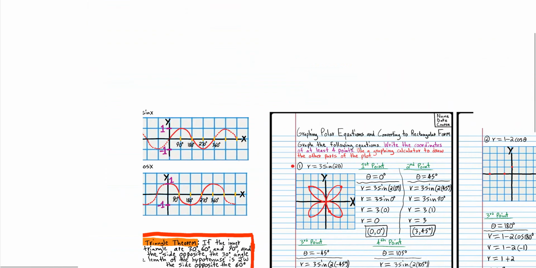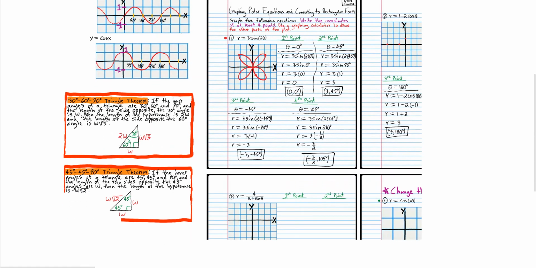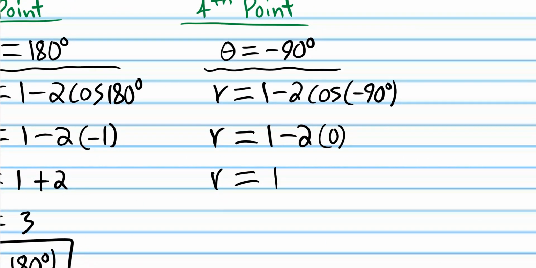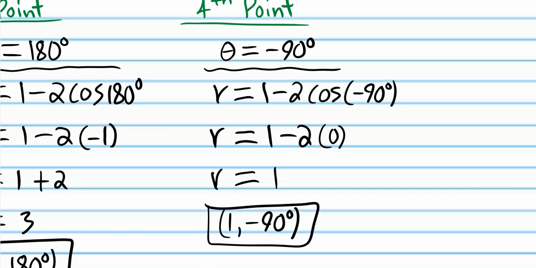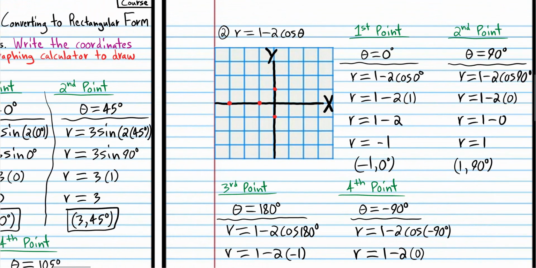Again, you should have these graphs right in front of you. If you don't have these memorized, then it's going to be very difficult. You can take a picture of those with your phone if you need to. So our point is 1 comma negative 90 degrees. So we're going to count out 1 on the x-axis, and then we're going to rotate negative 90, so we're going to go all the way to here. That's clockwise. So now we have 4 points.